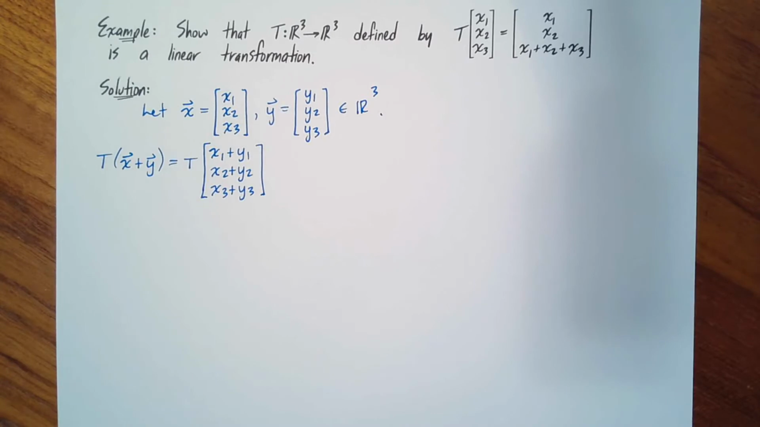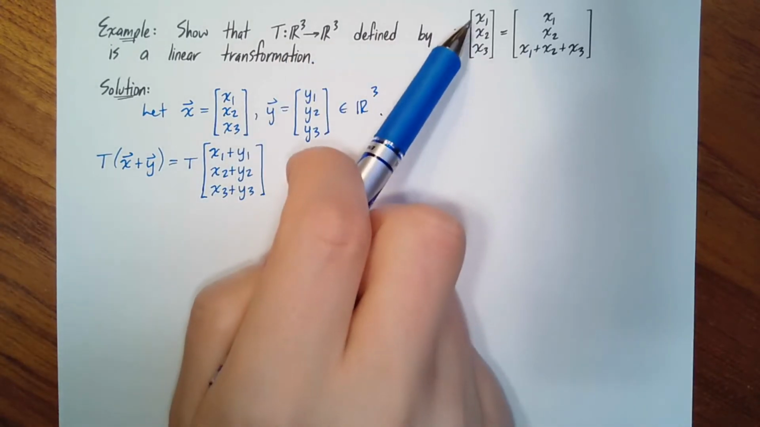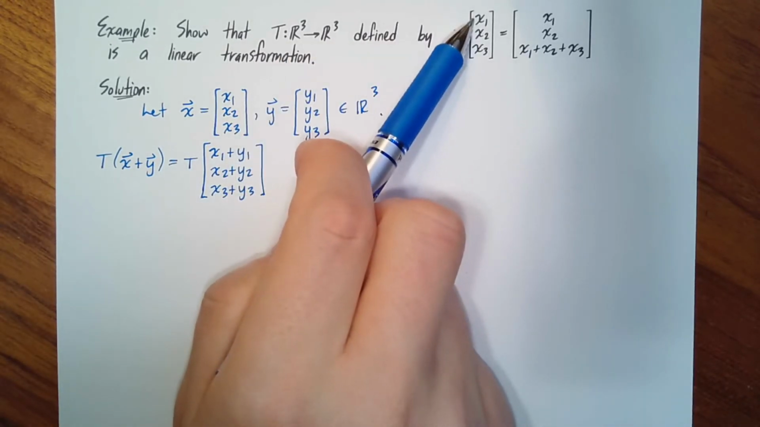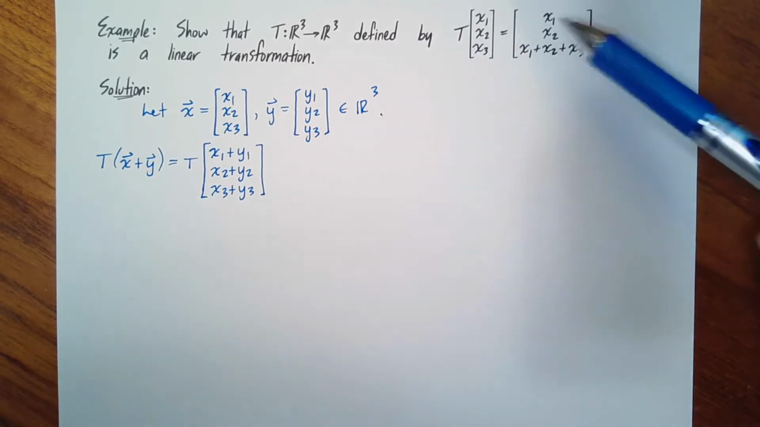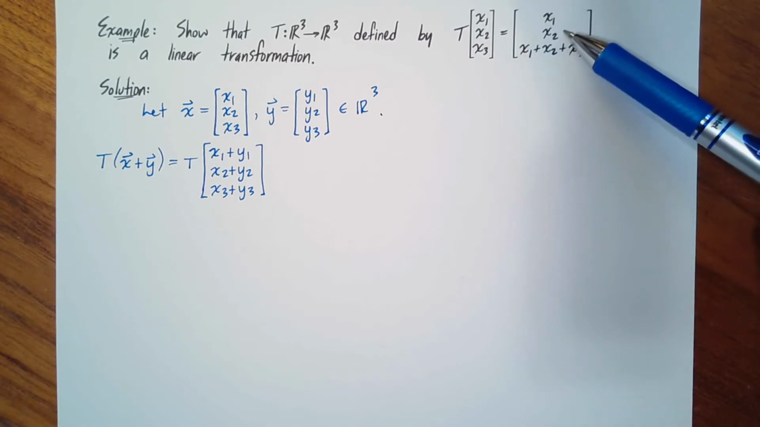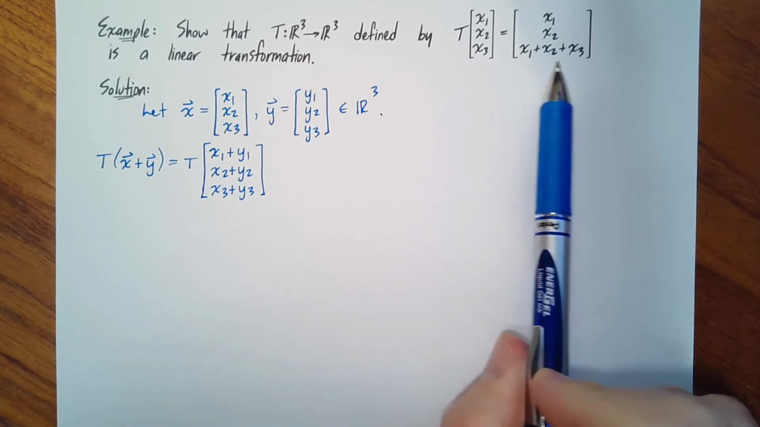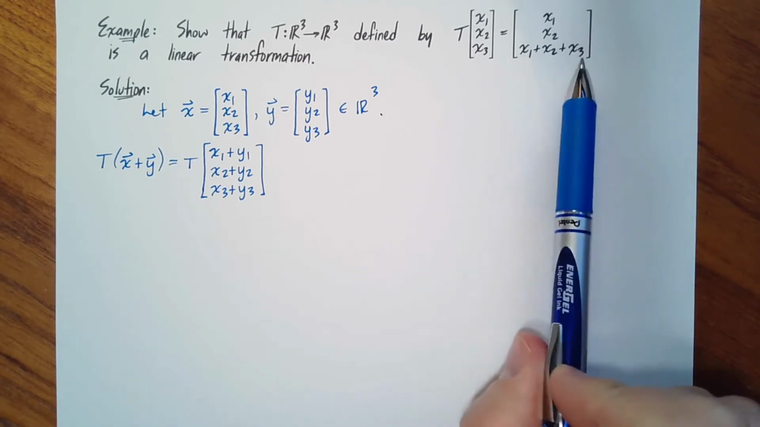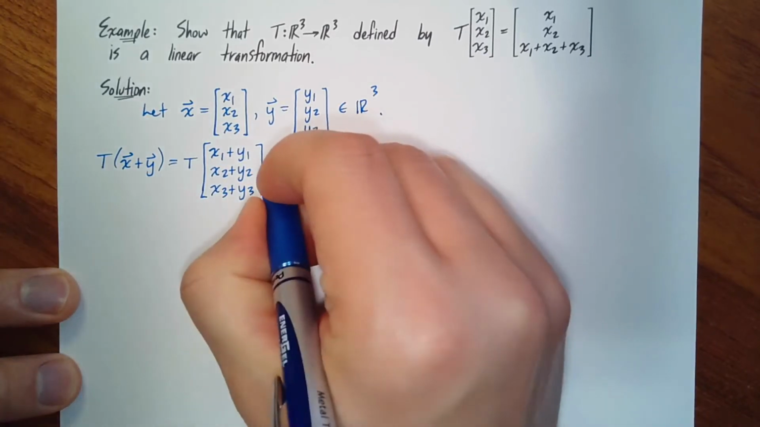So now, what does t do to a three-dimensional vector? Well, based on this definition, it looks like it leaves the first two coordinates unchanged, right? The first coordinate of the input vector is the same as the first coordinate of the output vector. The second coordinate of the input vector is the same as the second coordinate of the output vector. But then the third coordinate of the output vector is actually the sum of all 3 coordinates. So with that in mind, let's apply that here.